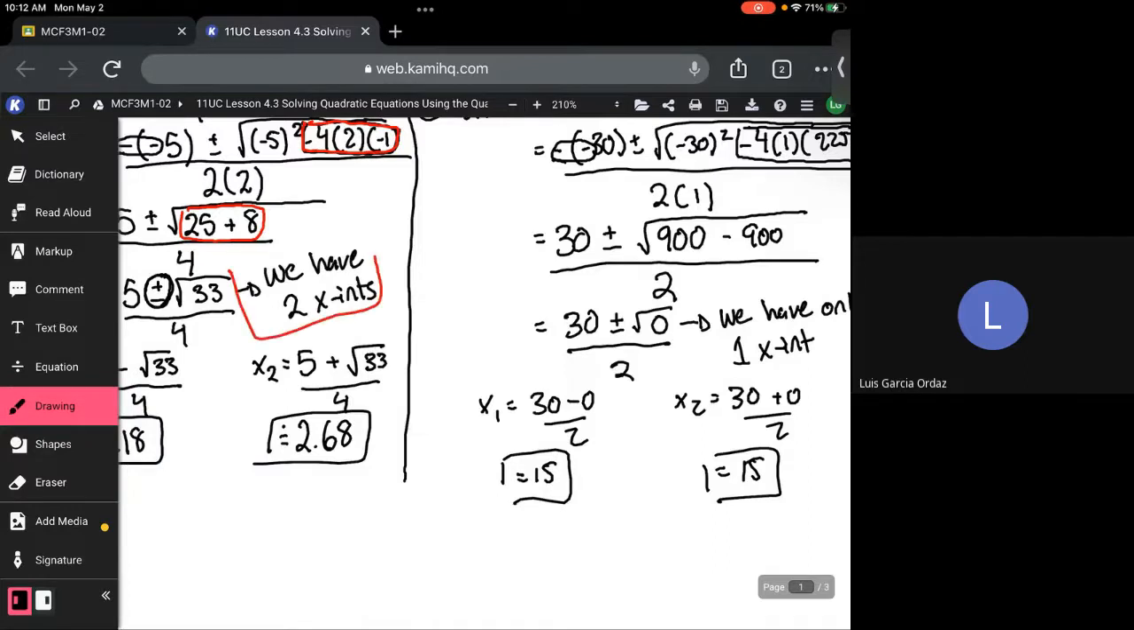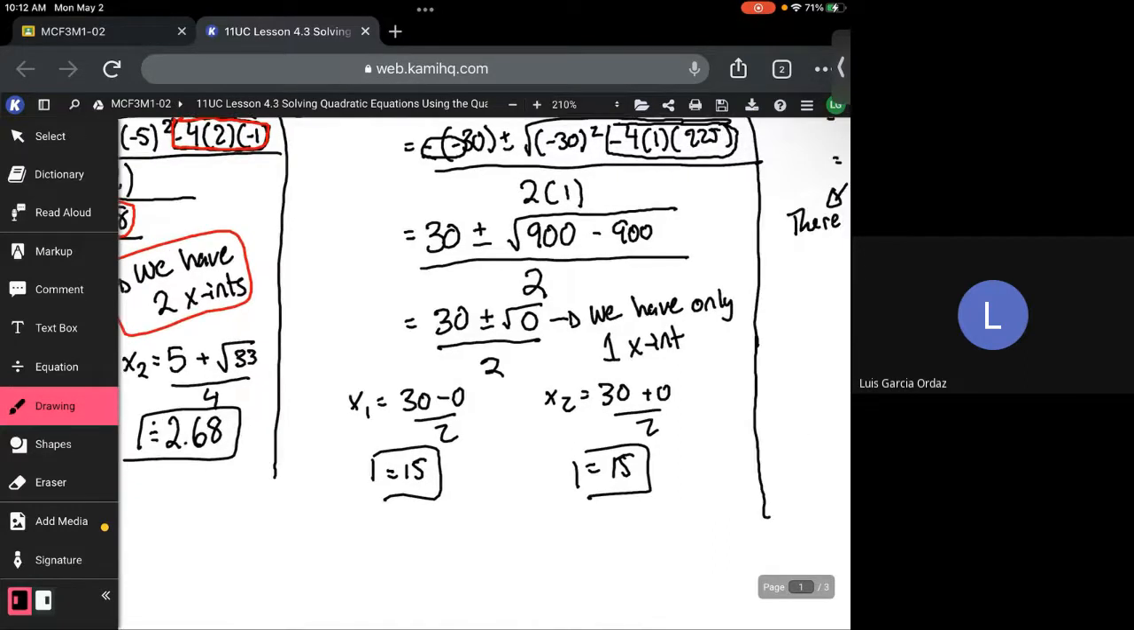Wait, what do you mean it's 0? You see how the square root of 0 we had in number 2 or in b? So your square root in b was 0. That means you only have one x-intercept.